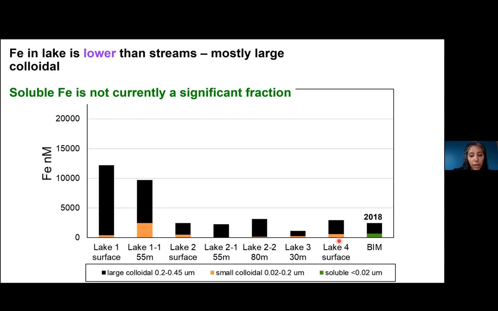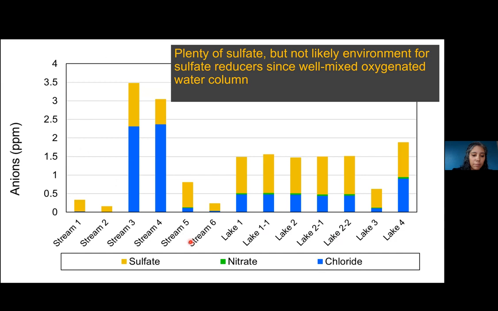We briefly looked at ions. Again, we have our streams and our lakes combined. Here, sulfate is in gold, chloride in blue, and nitrate in green. Our streams really don't have much nitrate in them. We have a bit of accumulation in the lake. This is important because nitrogen for sure is a limiting nutrient in the fjord. We also have plenty of sulfate, but this obviously is in a system that's not suitable for sulfate reducers because we have a well-oxygenated water column. Even to 85 meters depth, it's still very well oxygenated in the lake.